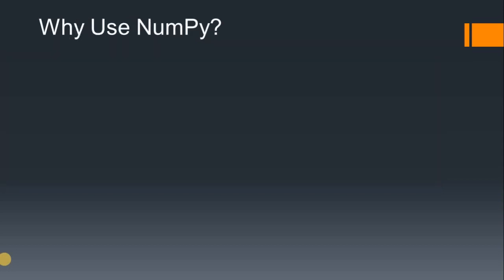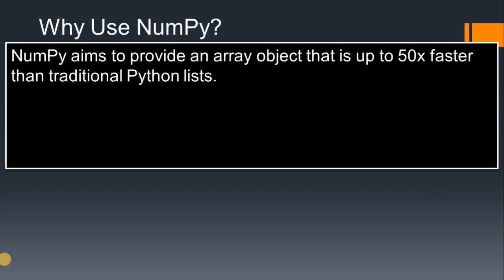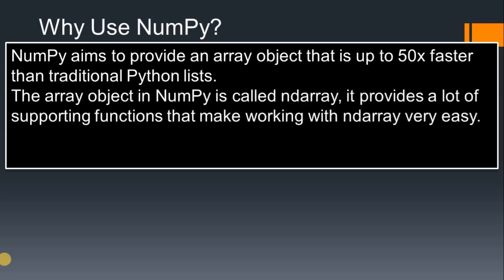Then we will see why we use NumPy. NumPy aims to provide an array object that is up to 50 times faster than a traditional Python list. So it is much faster than the list. The array object in NumPy is called ndarray, n-dimensional array. It provides a lot of supporting functions that make working with it very easy, because in NumPy we have some predefined functions, and because of that we can easily perform operations over the array. We don't need to code each and everything because NumPy already has ready-made functions, so we can easily perform operations on a list of values.